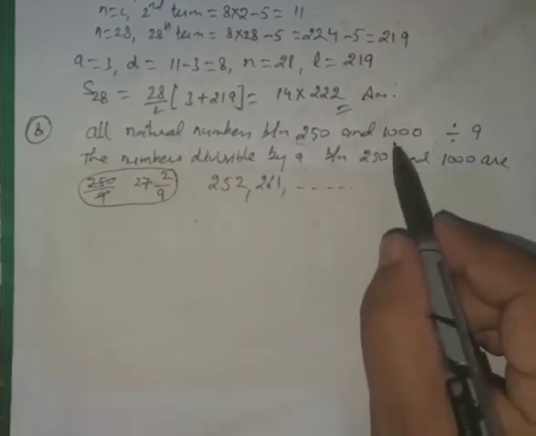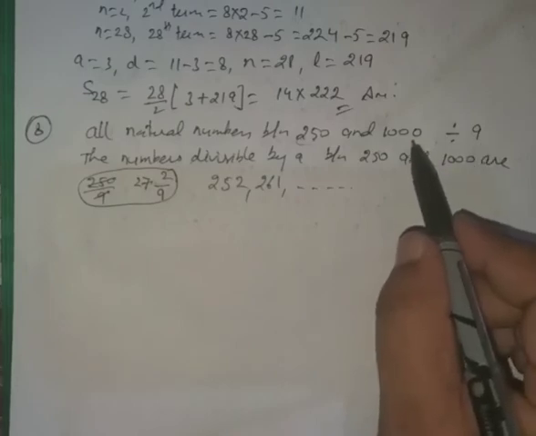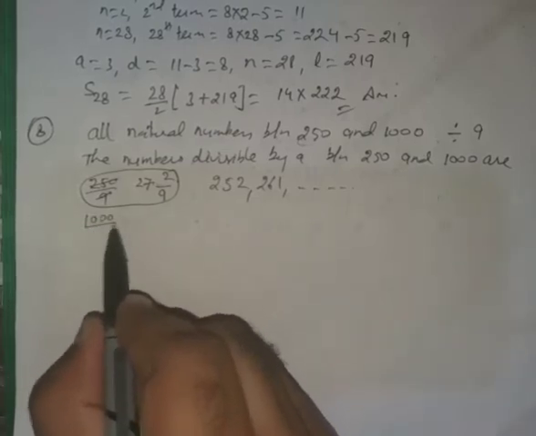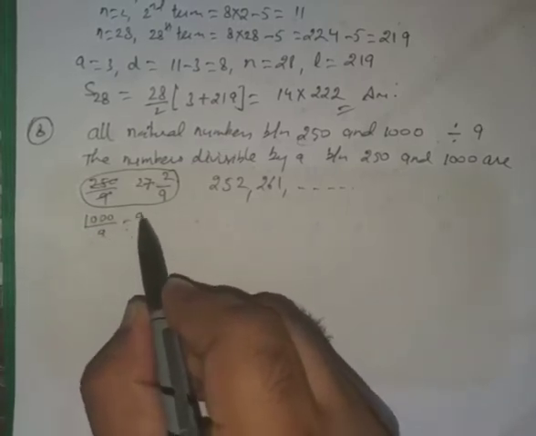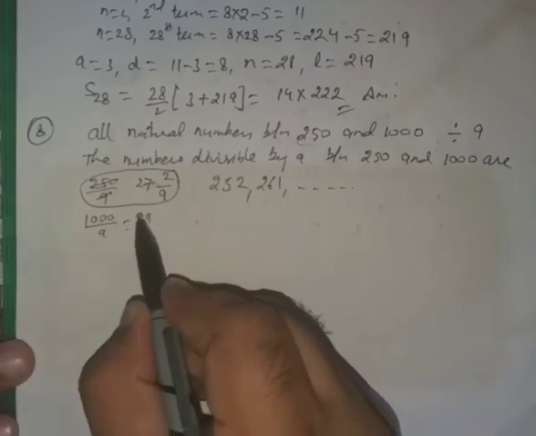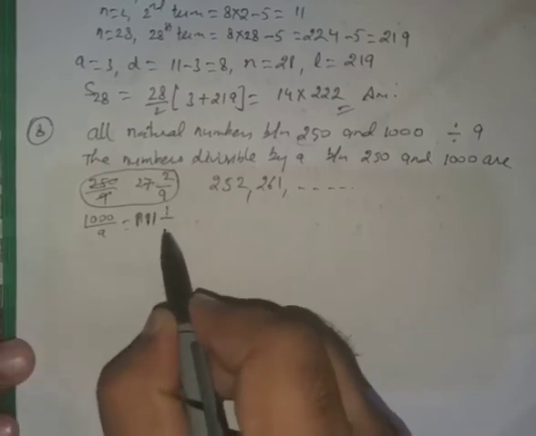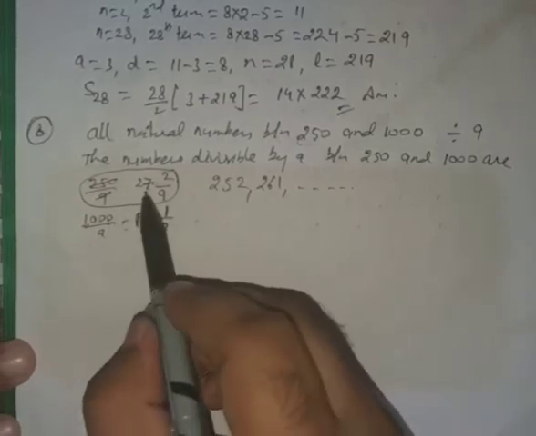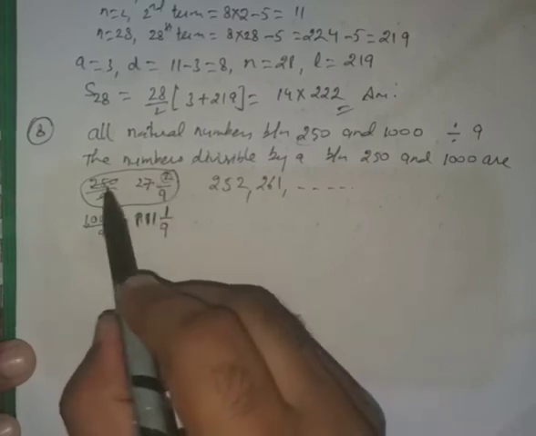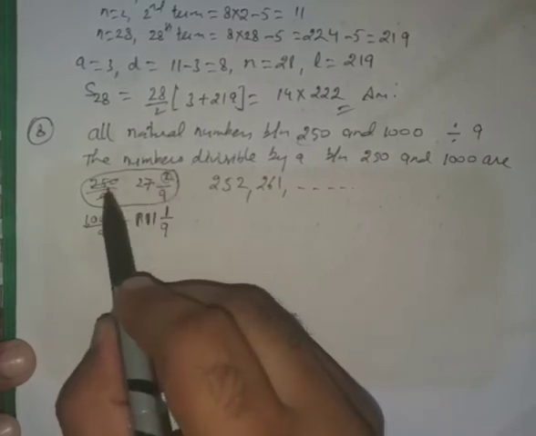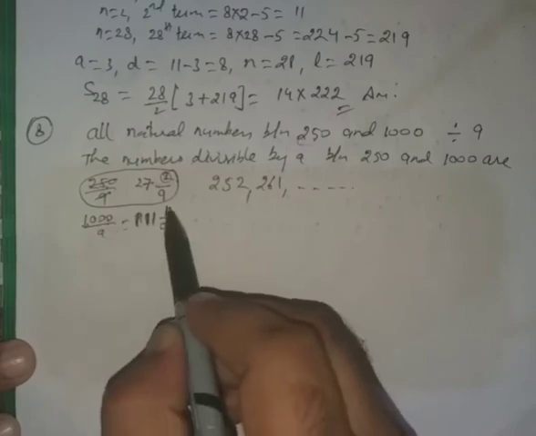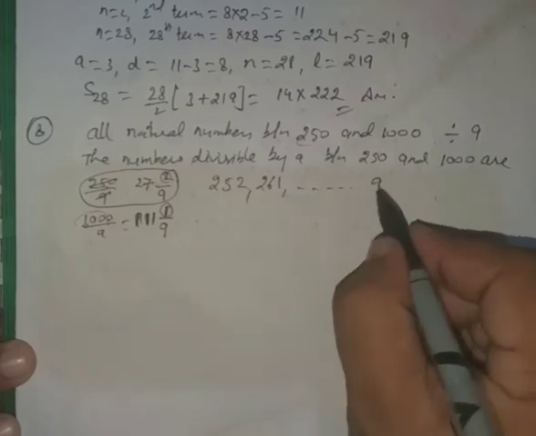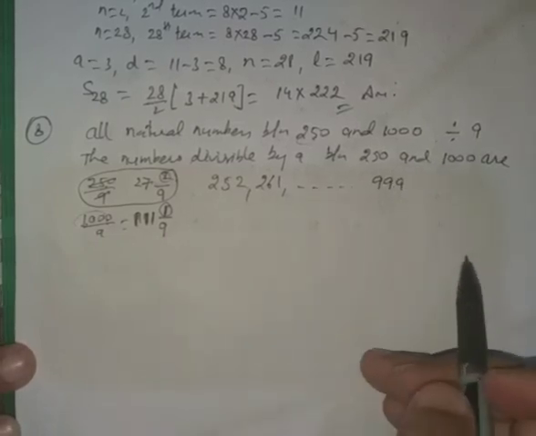And looking at 1000 divided by 9, here the remainder will be 1, so I will subtract 1 from this 1000. Here the remainder was 2, so 2 was added. So in the beginning the remainder is added to the number, and in this division the remainder is subtracted from the number to get the last term. So the last term will be 999.